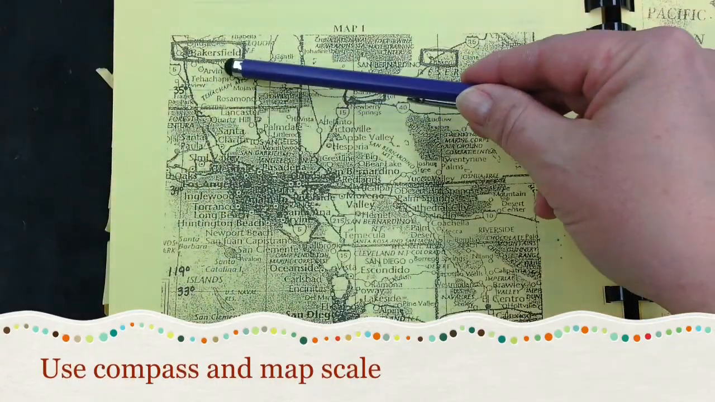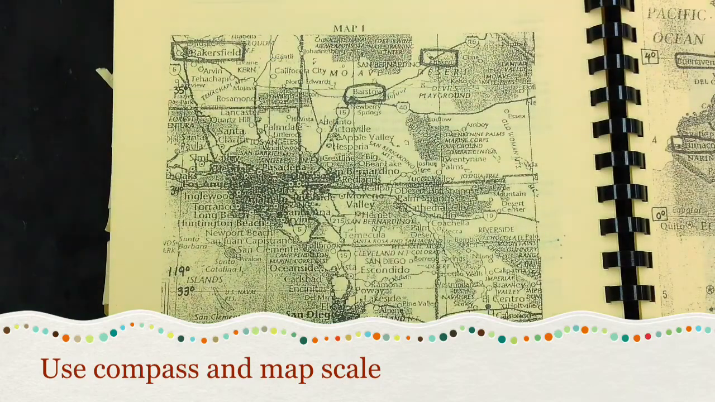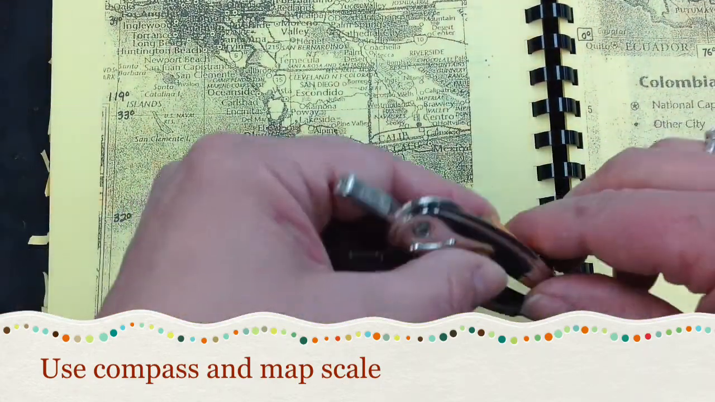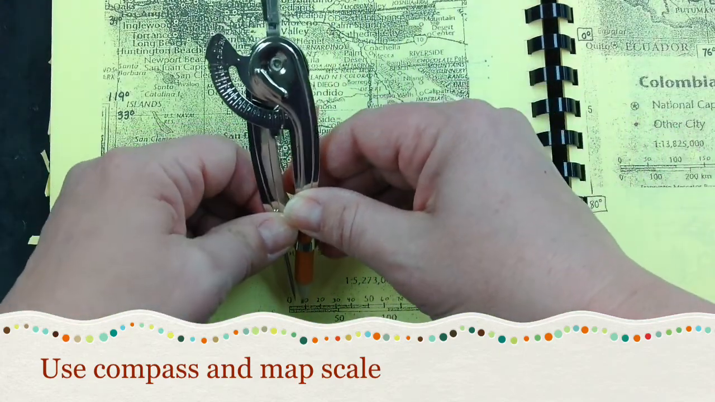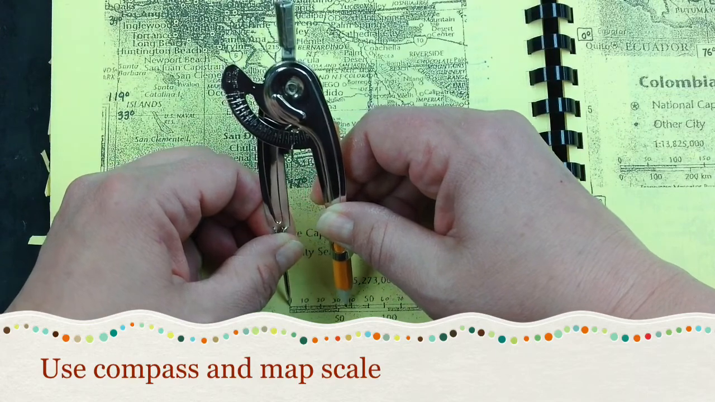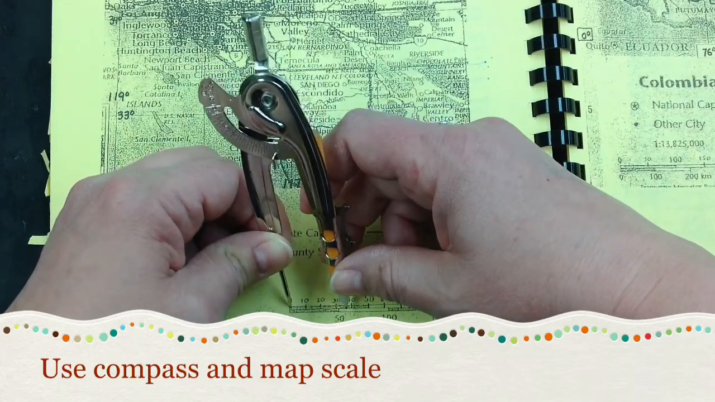Here's the other 3 cities that we're going to be working with. So with your compass, you use the map scale at the bottom of the map, and you stretch your compass to match the distance that Baker is from the epicenter, which is 35 miles. So do that now.